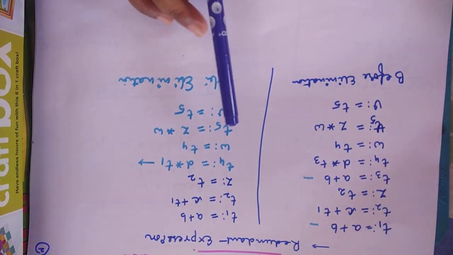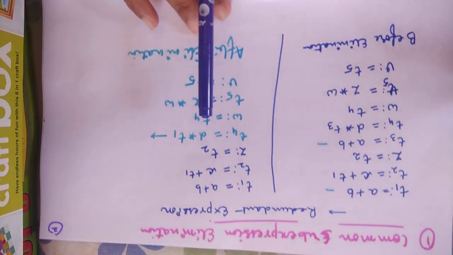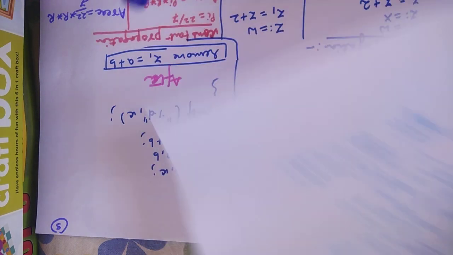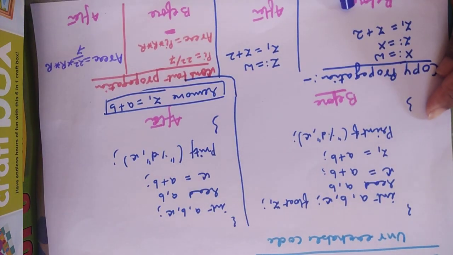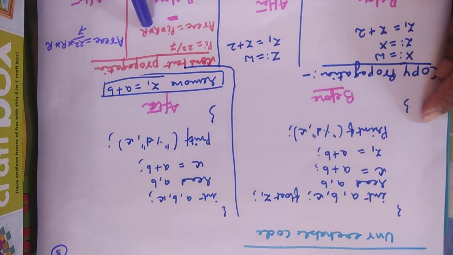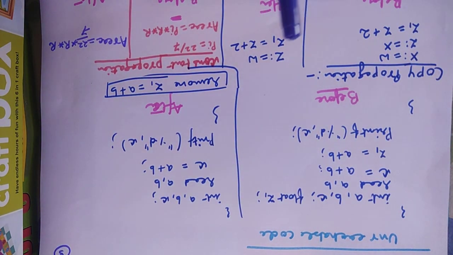So we discussed common subexpression elimination, dead code elimination, copy propagation, and constant propagation. The rest of the techniques we are going to discuss tomorrow.